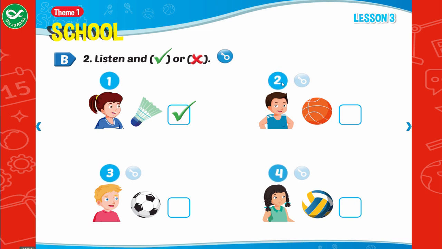2. Hey, Bill, do you want to play basketball? No, thanks. Three. Hey, Nick, do you want to play soccer? No, thanks. 4. Okay. Hey, Mai, do you want to play volleyball? Yeah, sure. But wait, what about Alfie? Alfie? I want to jump rope. Jump rope? Wow, cool!